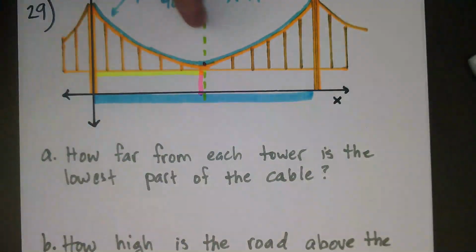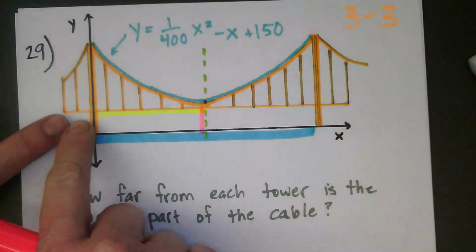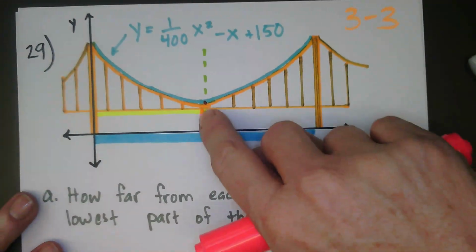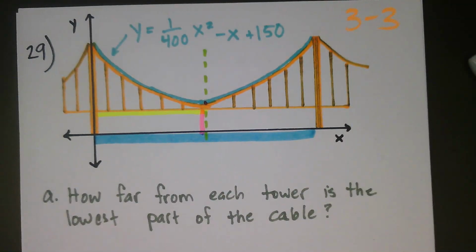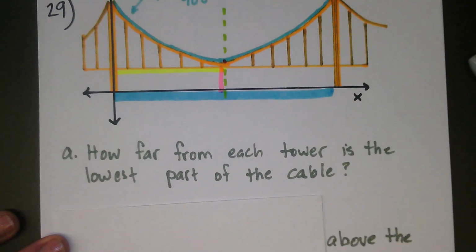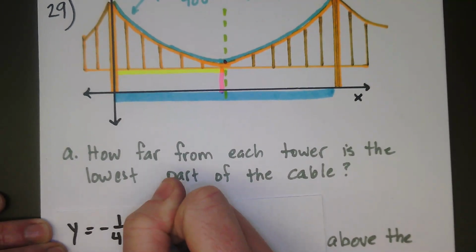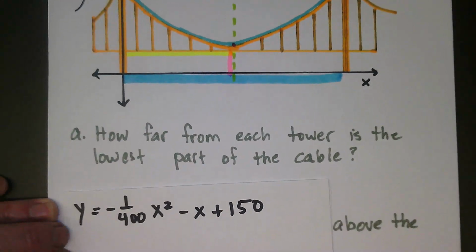So if we get the value of the vertex, which we can get because we have the equation, we will know the x value, which is going to give us this yellow answer, how far this is. And then we'll have the y value, which is this pink answer, how high that is. So that's what we're going to want to do. We're going to find the vertex, and we do that by finding first the axis of symmetry. So let me rewrite this equation here. All right, there's the equation.